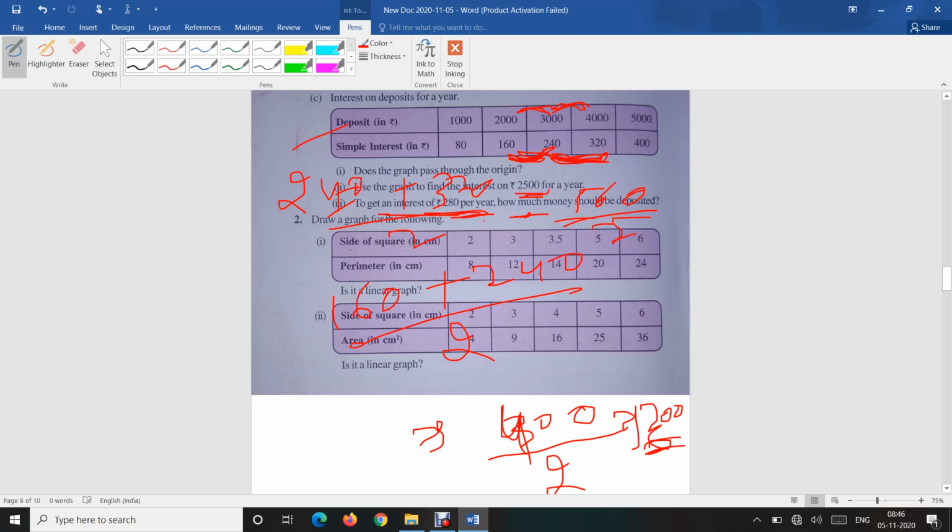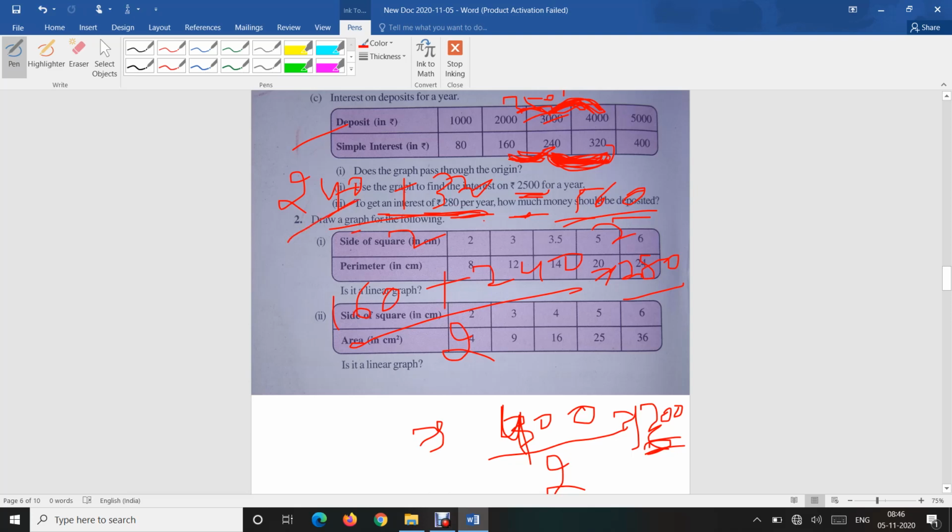560 divided by 2 will be equal to 280. So 280 is the middle value of 240 and 320. For that, to find the principal, you have to find the middle value of 3000 and 4000, and it will be 3500. So the answer for the third part is 3500.